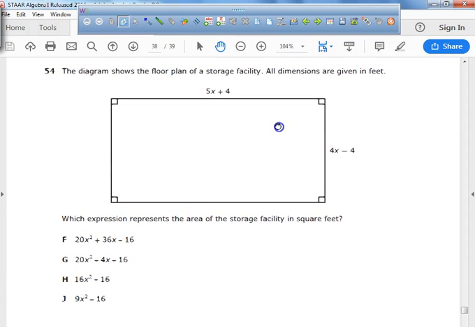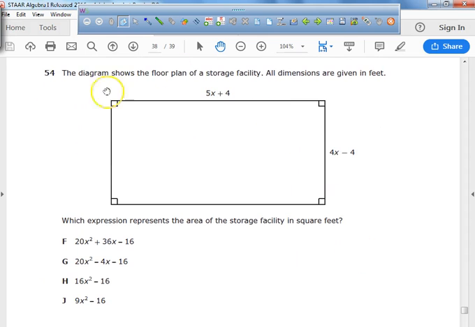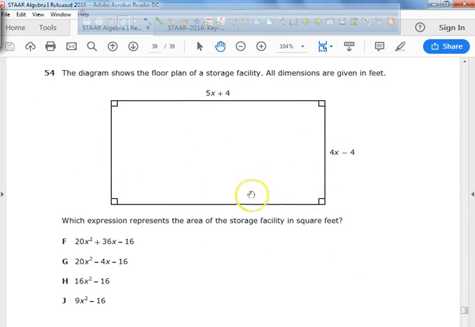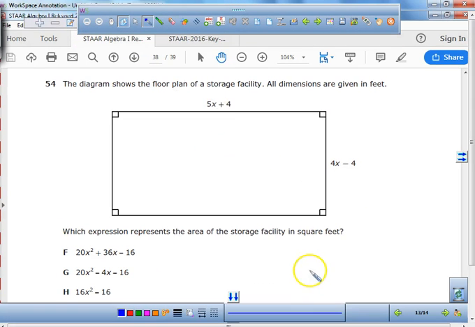Okay, here's the final one. What I want you guys to do, I want you guys to put this in your journal. Just draw the picture and everything. We're going to do this step by step. This will be the last one that we do. All right, today what we're going to do is we're going to practice the FOIL method.